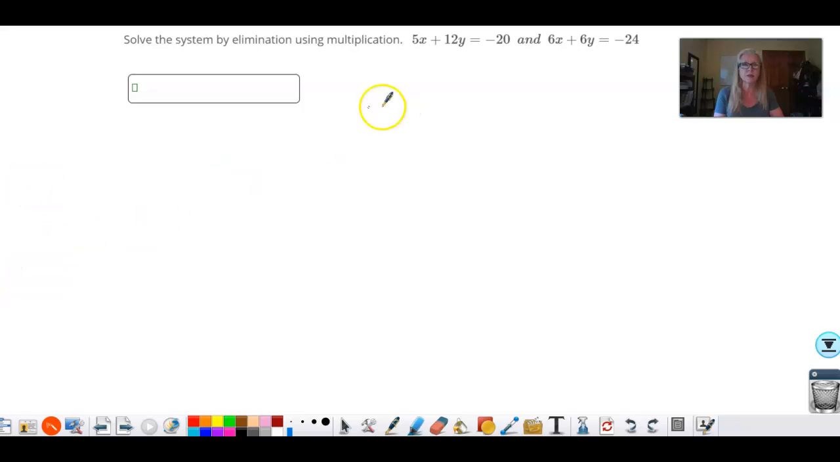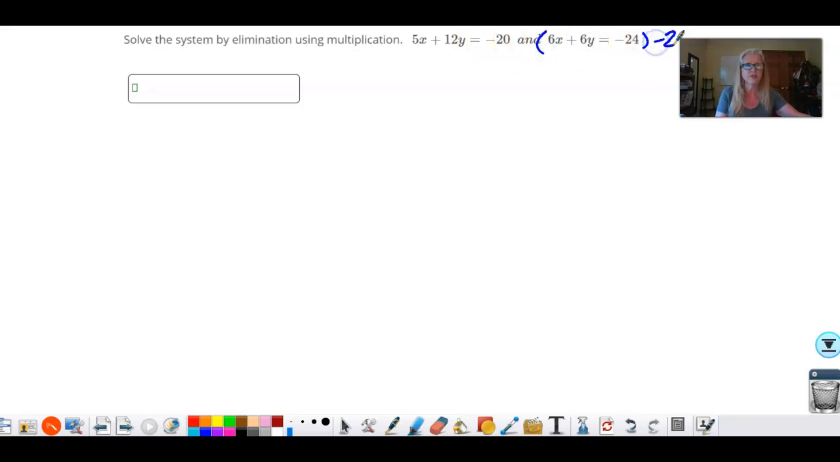All right, looking at this one, I think I'm going to have to go for y. I've got a 12y here and a 6y here. I need this to be negative 12y. So I'm going to multiply this equation by negative 2. Okay?